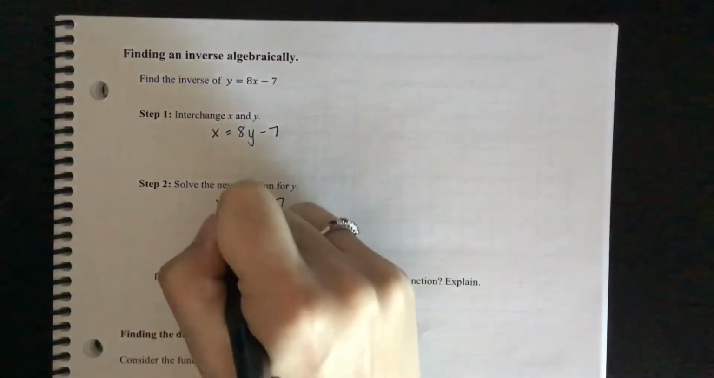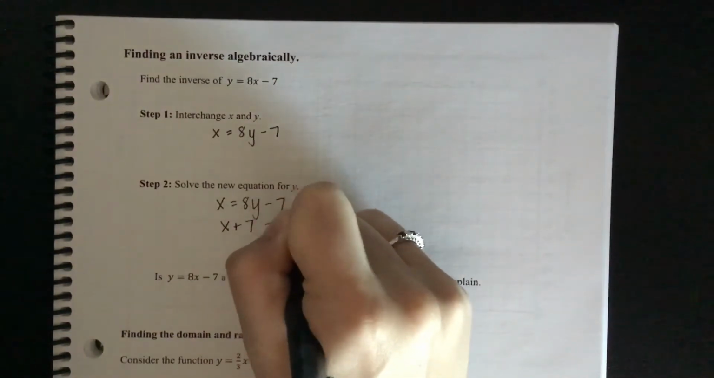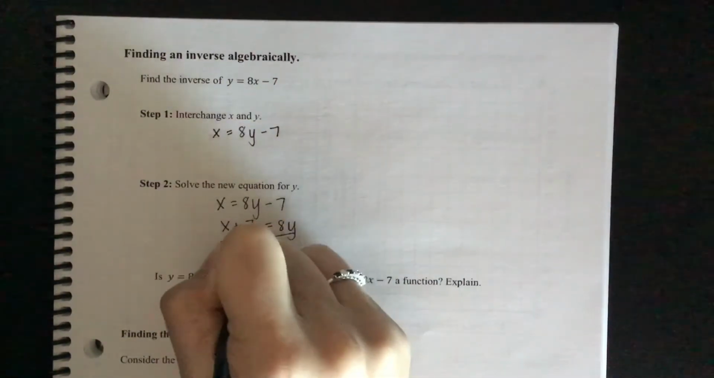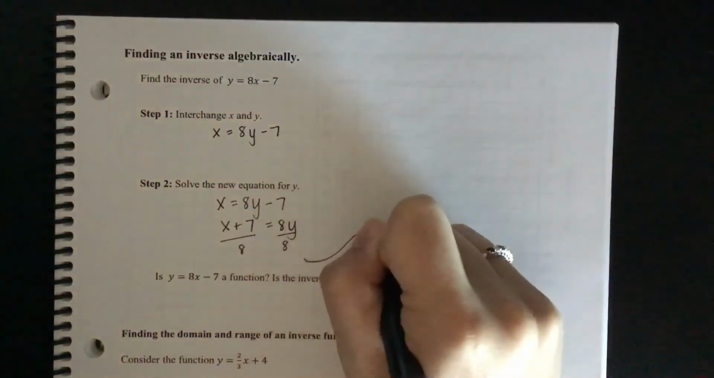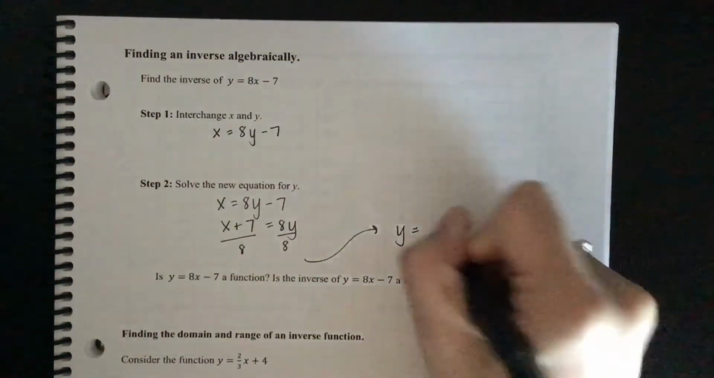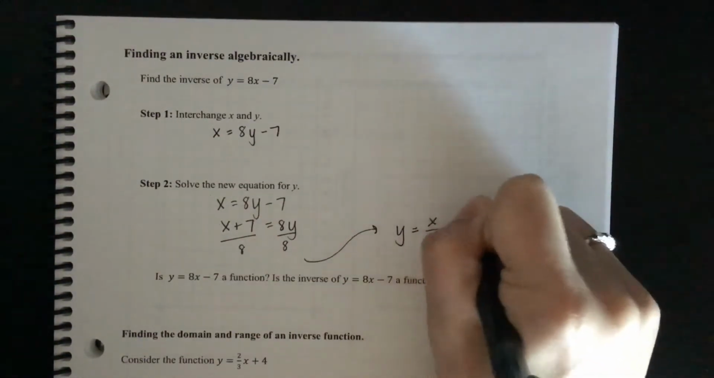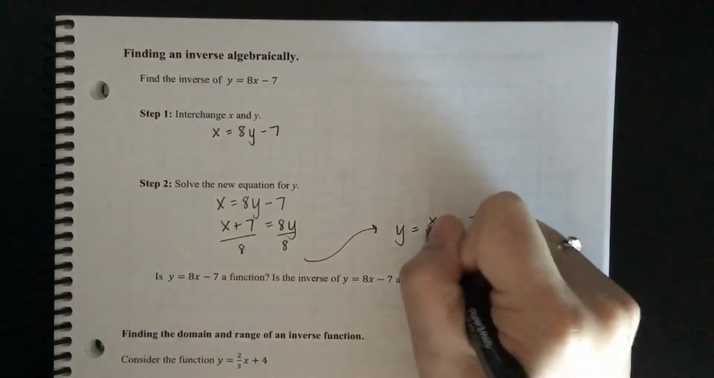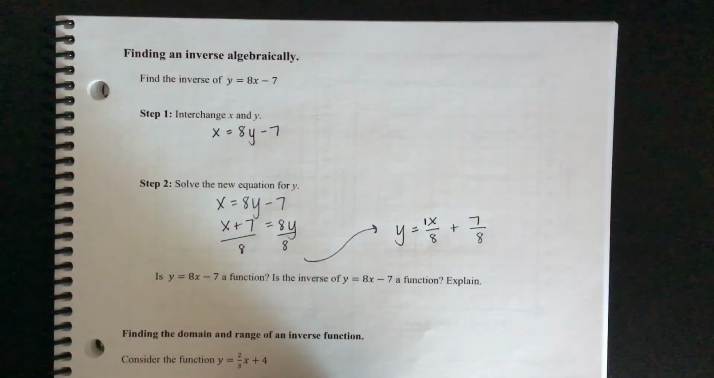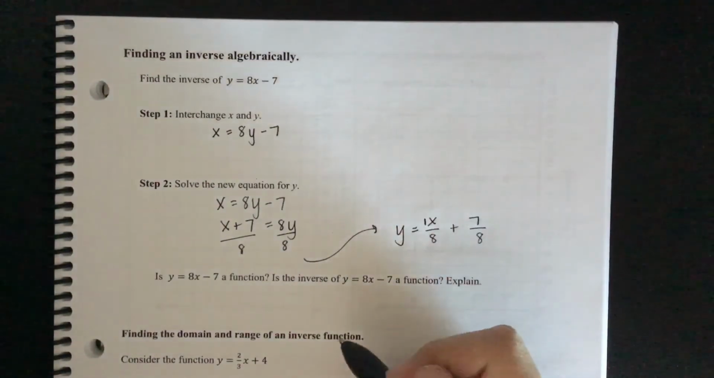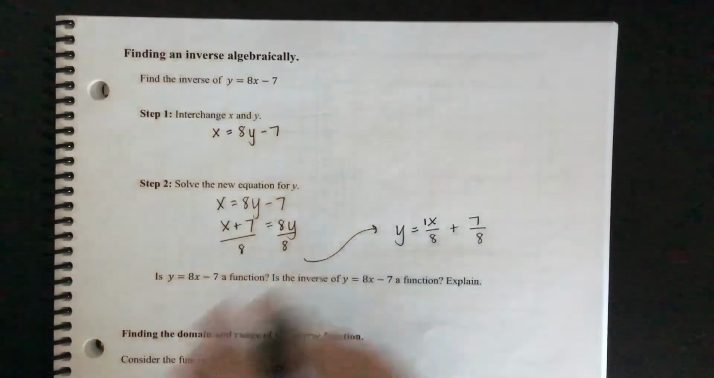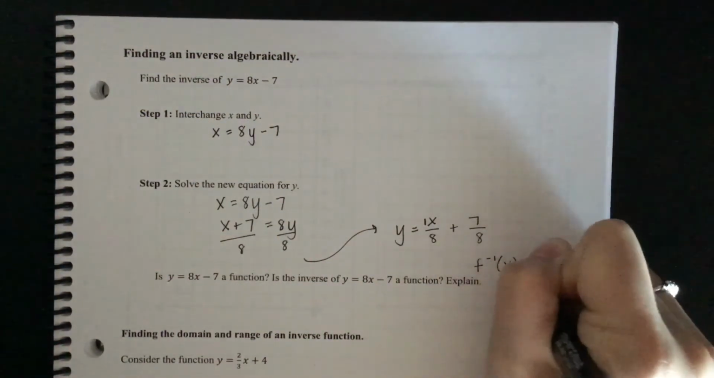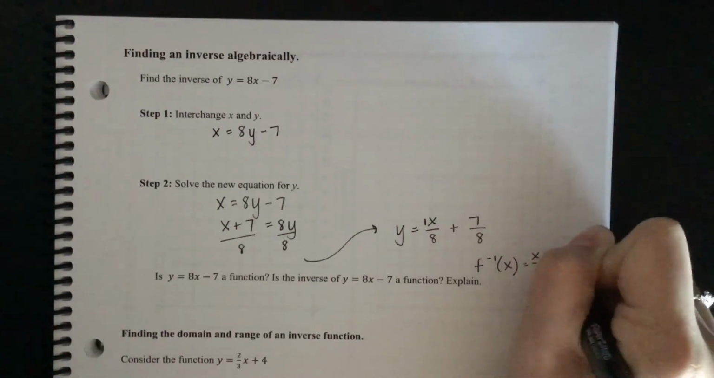I'm going to add over 7, so x plus 7 equals 8y. Divide by 8. So I'm going to get that y is equal to x over 8 plus 7 over 8. I'm going to do that so that I can clearly see my slope and my y-intercept. Here your slope would be 1/8 x, and your y-intercept is 7/8. We want to make sure that we're keeping in line with function notation, so I'm going to write this as f inverse of x equals x over 8 plus 7 over 8.